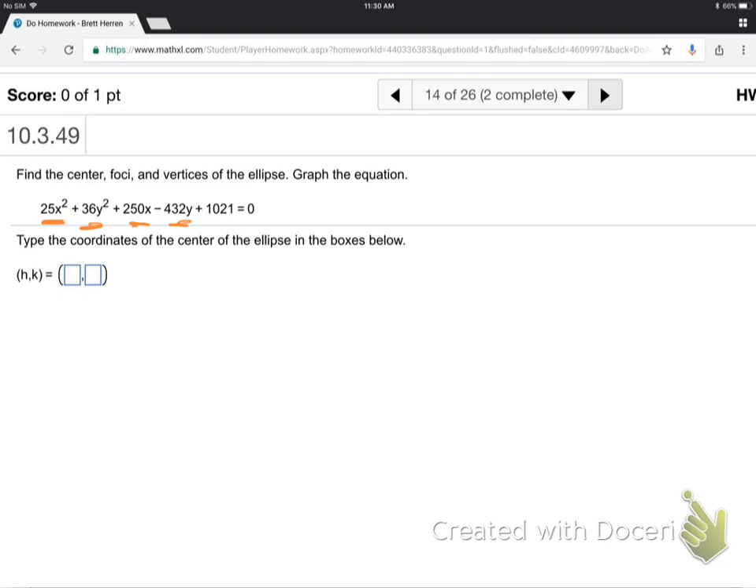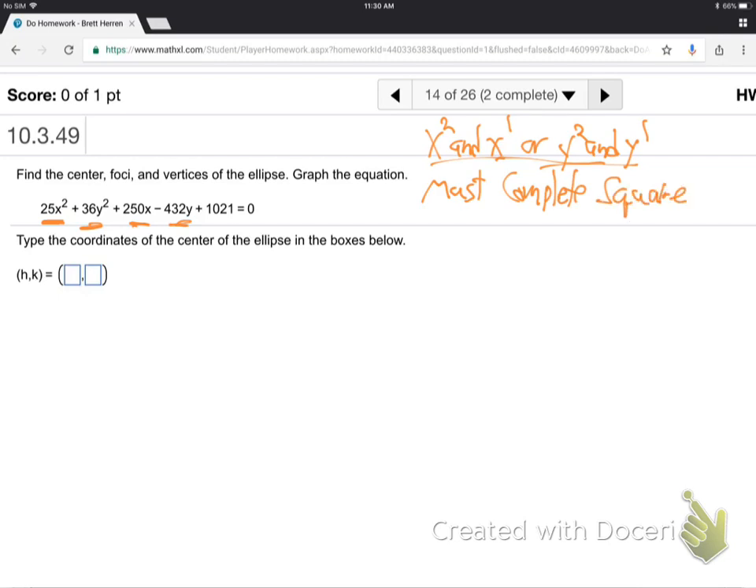This is really a hard one. So here's the mark first off. When you have x squared and x to the first, or y squared and y to the first, when you have both of those, then you must complete the square, this whole process. Now, how does that work? Well, we did it for the parabola. This is going to be all that was and more, unfortunately. This is going to be even harder.